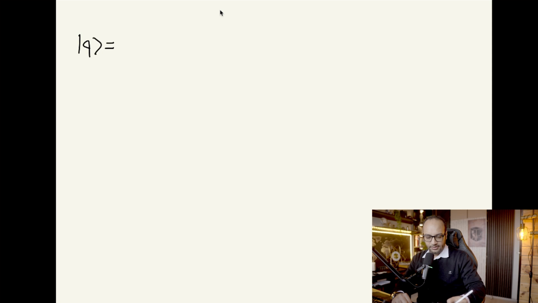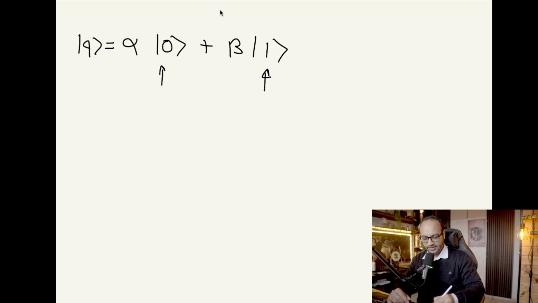Our qubit is expressed in terms of kets, and the ket which represents this particular state, we are going to visit shortly. And here we have alpha ket 0 plus beta ket 1. And these are the two distinguished states which a qubit can exist in. And then we have our normalization, which means that alpha squared plus beta squared equals 1.